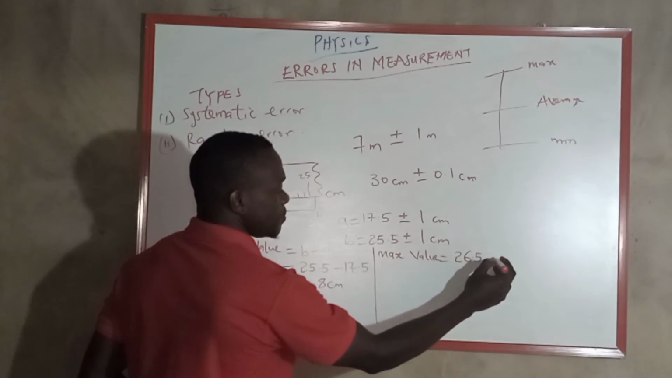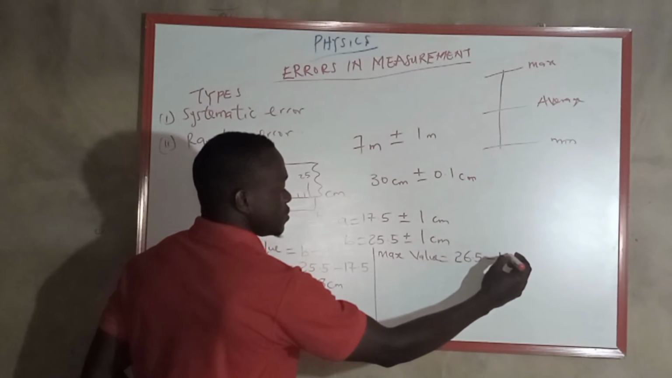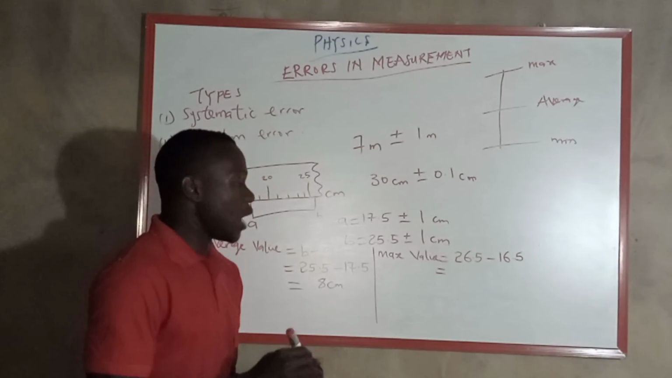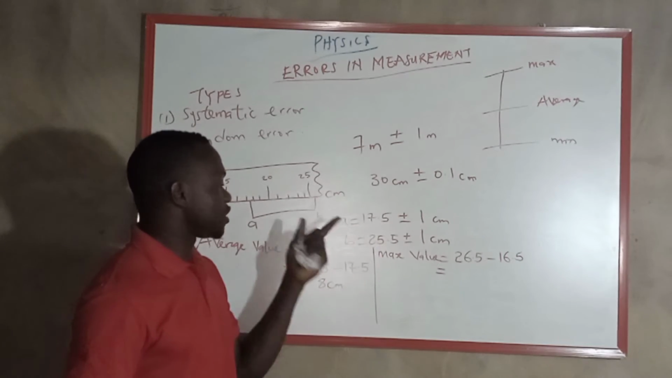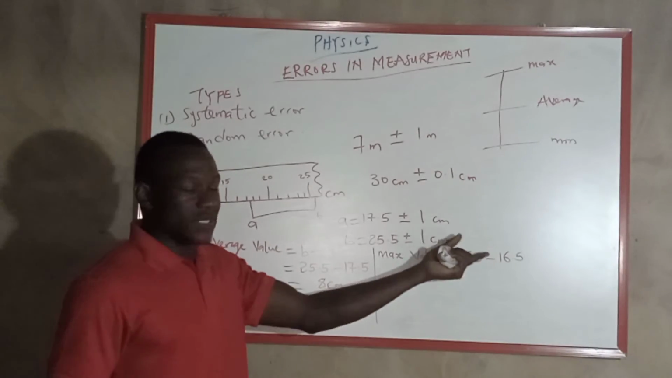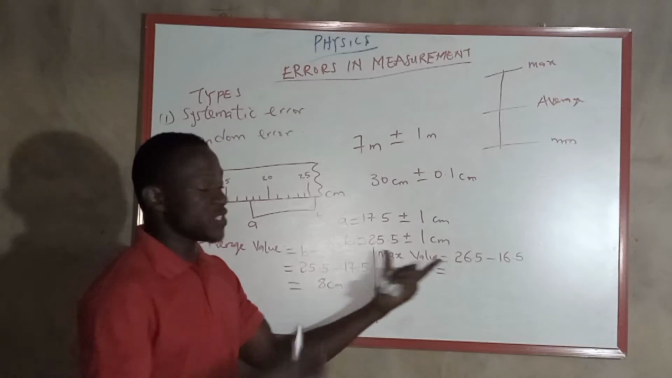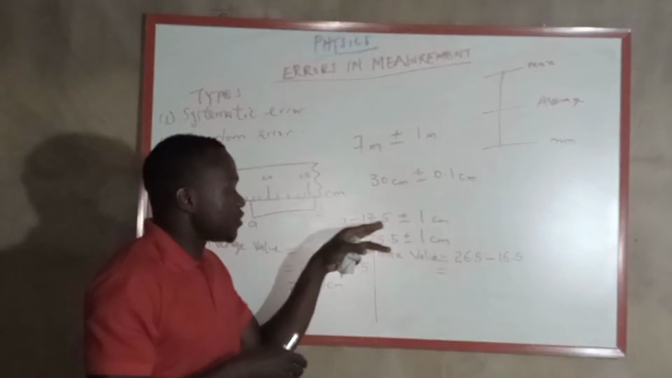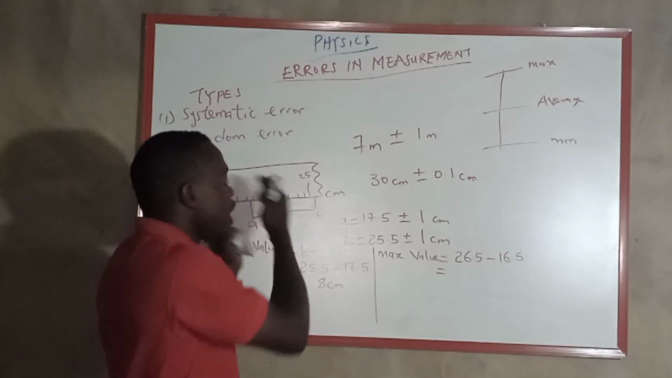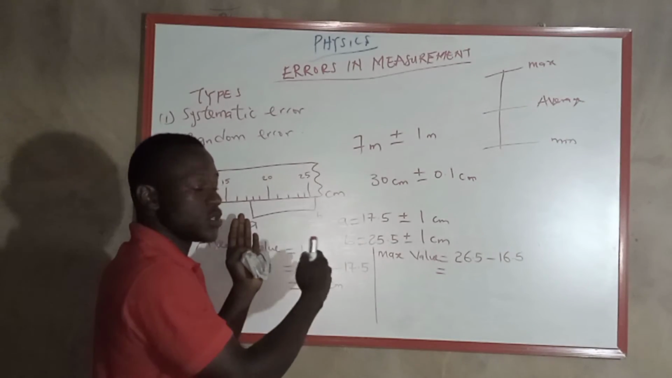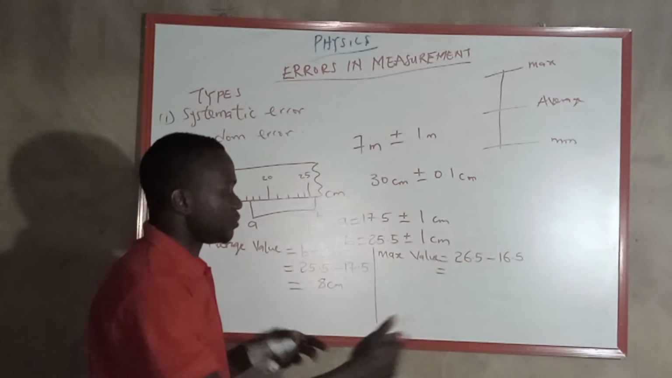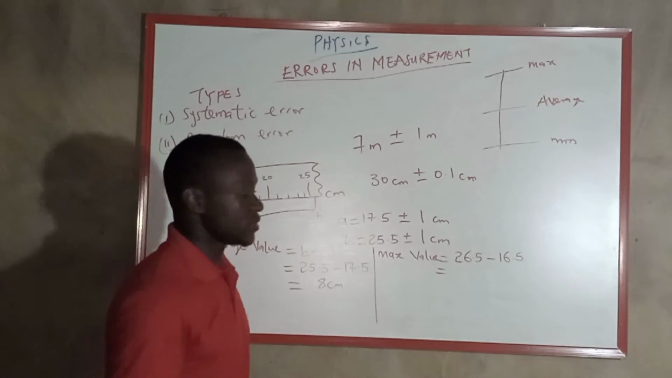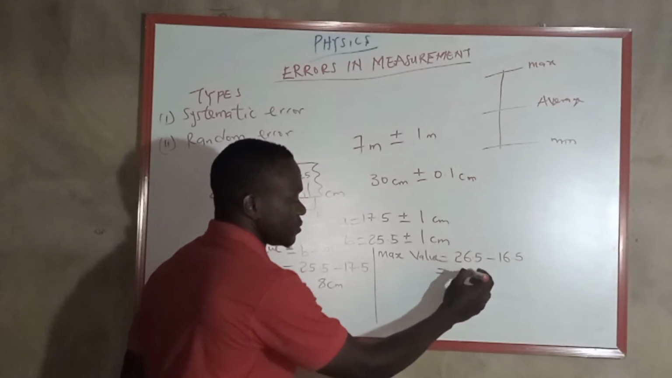So our maximum value will now be 26.5 minus 16.5. I've told you how we got 26.5. This is 25.5, which is our value of B, plus 1. That means the maximum value of B minus the minimum value of A, where A is 17.5 minus 1. So for A, we are removing 1, which is the calibration. For B, we are adding 1, which is the calibration. So we have 26.5 minus 16.5, and we have it as 10 cm.